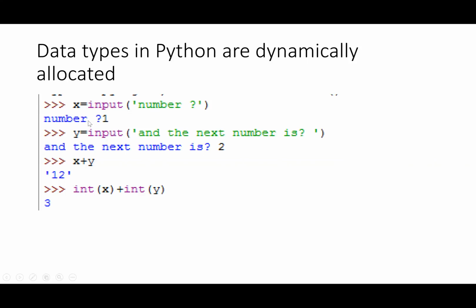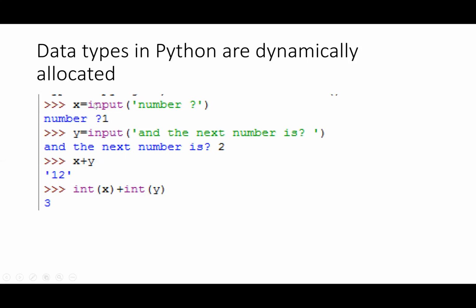So if I hit return here, it prints this string out, "number?". I typed in 1, I hit return, and it then will have assigned to x the value 1. I then put another line in here, y, and the next number is, and hit return, and I put in 2. Then on the command shell, I typed x plus y, and I got 12. Actually, I got '12'.